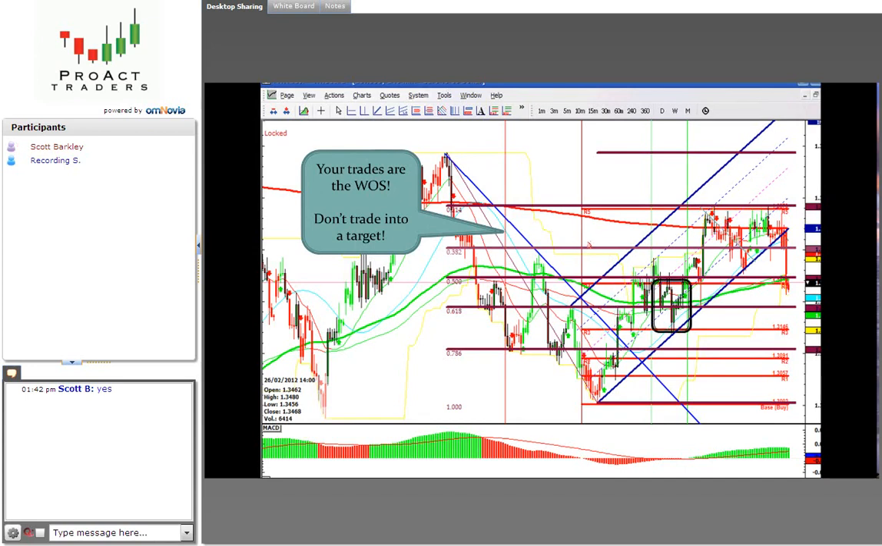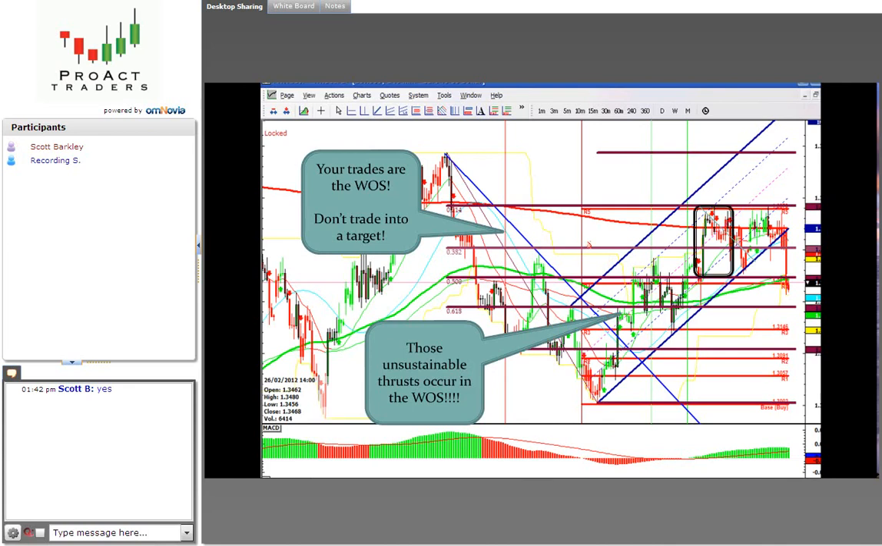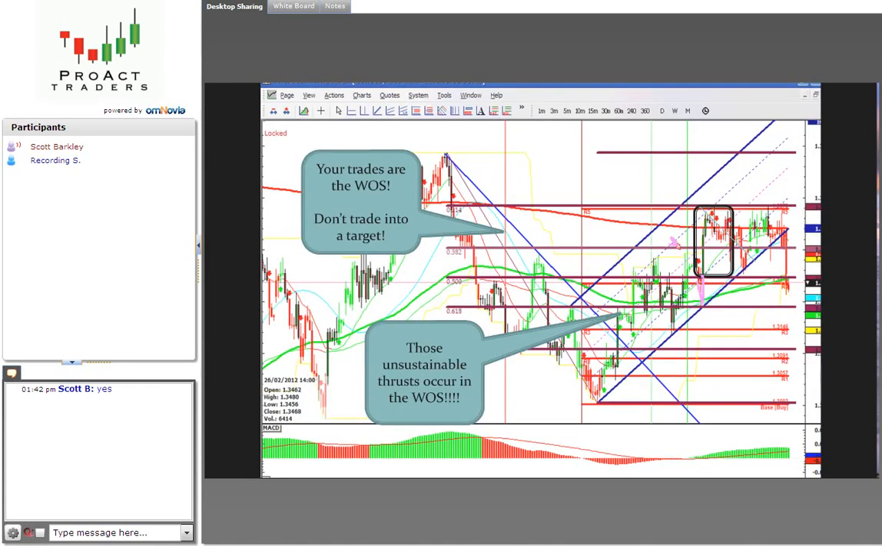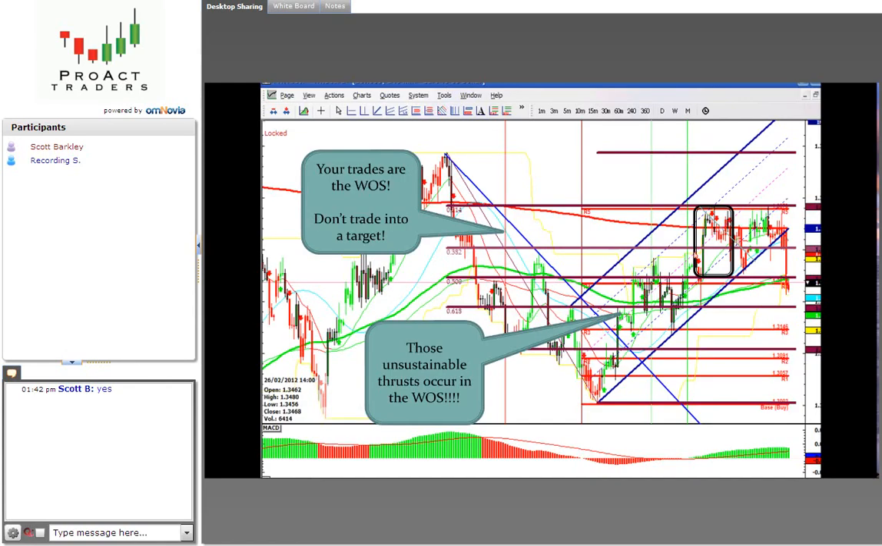So over here, we pull back again. We make another move at it. So the unsustainable thrusts occur in these wide open spaces. Here's another one right here, all the way up. All we would simply do on a trade here, once we got the pullback, is move our stop here and try to stay into the target. That's how hard it is. Find the target, move your stop at any barrier to getting to that target.